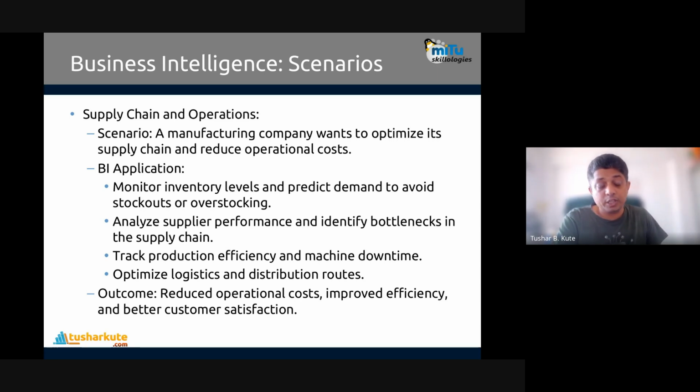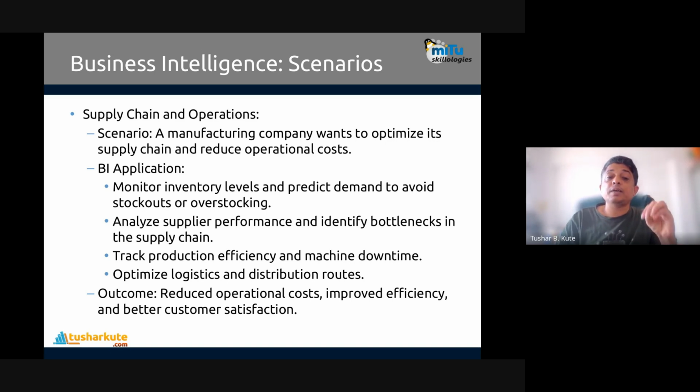So what can the application do with previous data? First, they can monitor inventory levels and predict demand to avoid stock out and overstocking. That means balancing demand and supply, and this balancing can be done with the help of BI applications.